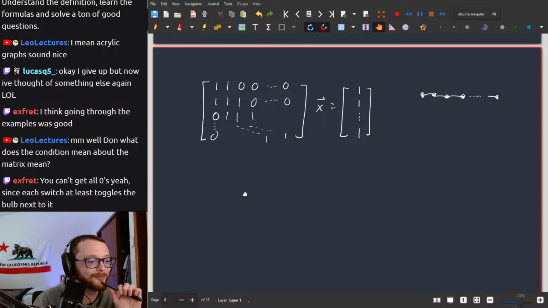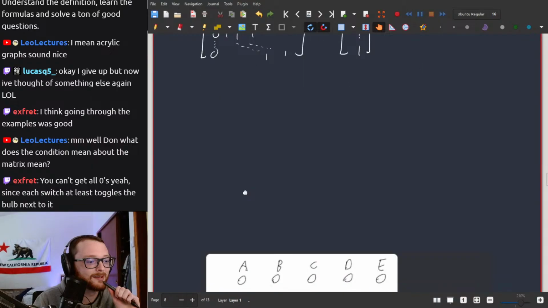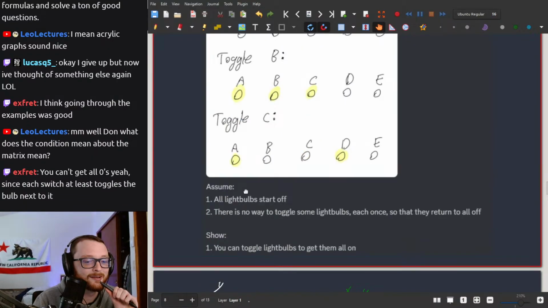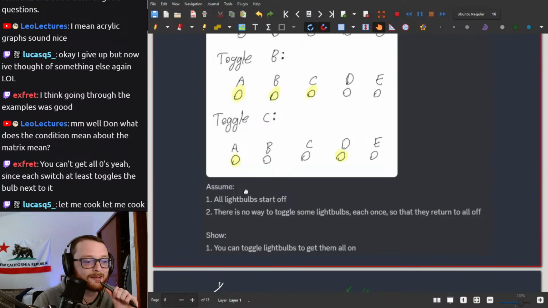Can't get all zeros since each switch at least toggles the bulb next to it. All right, Lucas, cook.